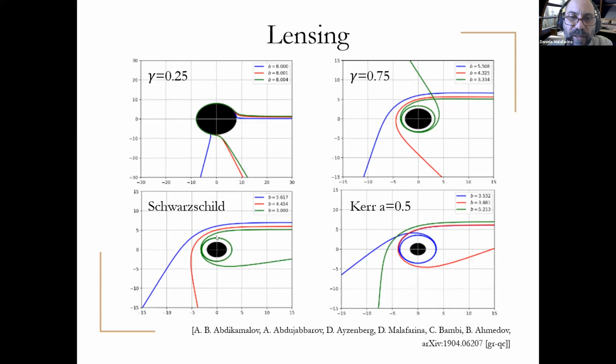Here we have Kerr, Schwarzschild, and gamma with two values smaller than one. I left this gamma of 0.25, which is physically maybe not realistic, but is interesting because it's a region where you have some repulsive effects. And you see that here, as the photons are close to the source, they are actually repelled. And this is a very peculiar feature of this spacetime, which makes very small values of gamma probably not physically realistic, but still interesting to study.